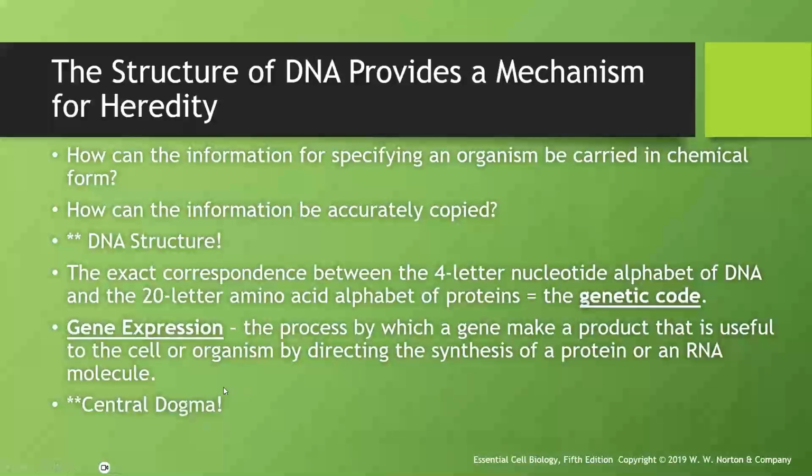Okay, so this could just be summed up in the term central dogma, which is the idea that you can take DNA that's double-stranded, make it into a single-stranded RNA, and then further produce a protein molecule from that, all with the starting molecule being DNA.